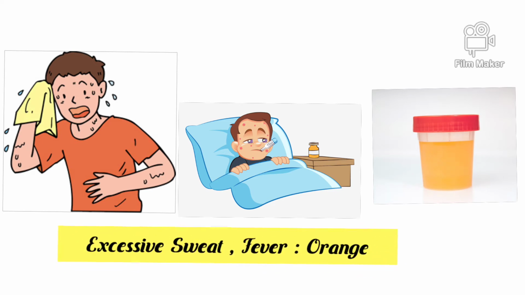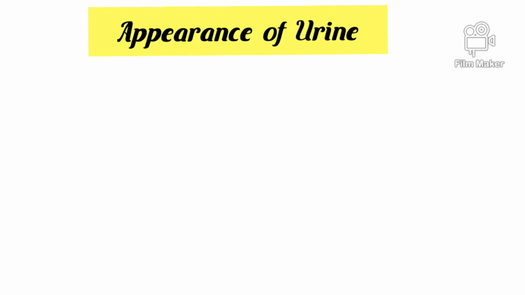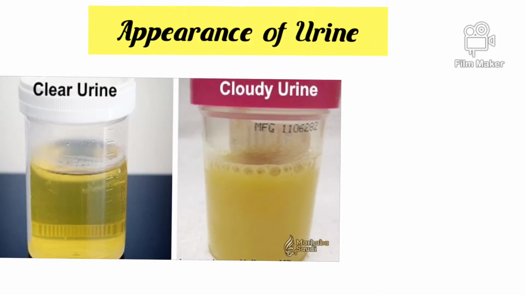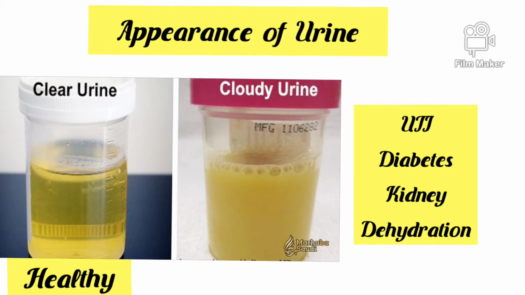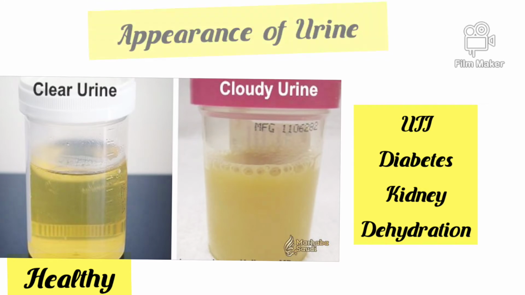Next we will go with the appearance, how the urine appears, whether it's clear or cloudy. Clear urine is seen in a healthy individual, but whenever the urine is cloudy, there are chances of urinary tract infection, diabetes, kidney stone, dehydration, etc. These are the conditions where the urine becomes cloudy or foamy.